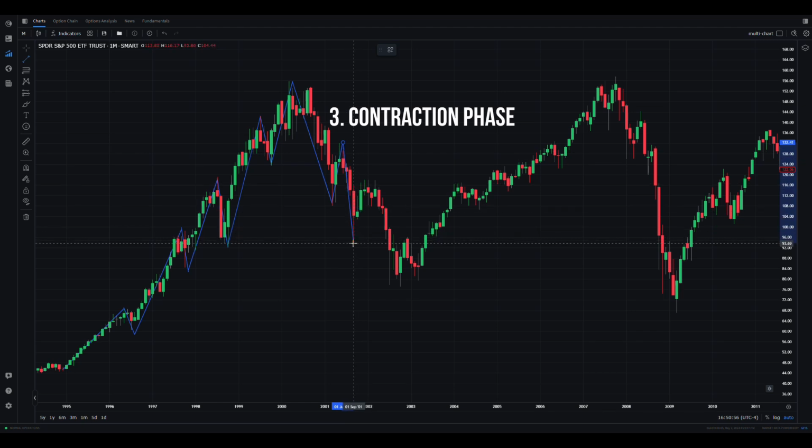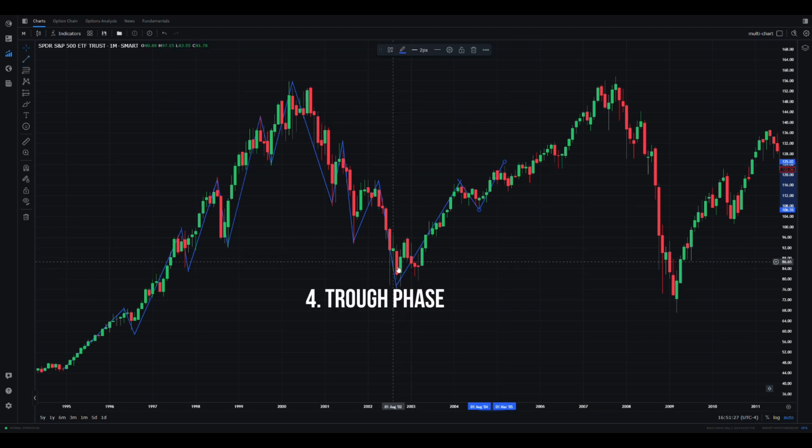3. Contraction phase. The contraction phase begins with a bear market characterized by declining prices, pessimism, and deteriorating economic conditions. Market corrections or recessions may occur during this phase, triggered by factors such as economic slowdowns, geopolitical tensions, or central bank policy changes. Investor sentiment turns negative, leading to increased selling pressure and heightened volatility.